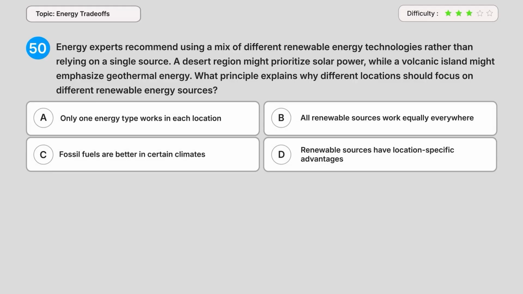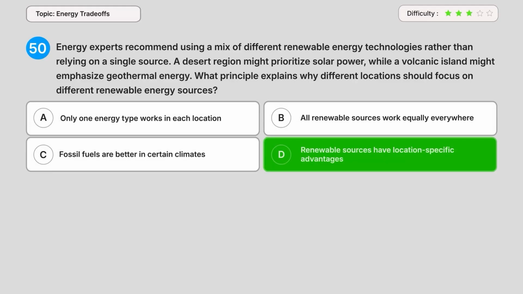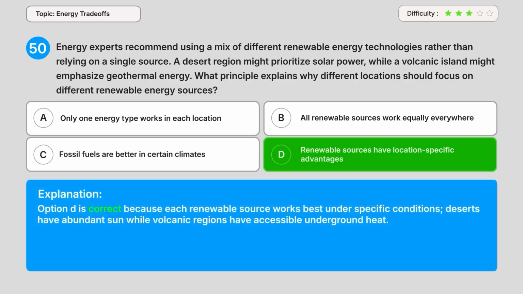Correct answer. D. Renewable sources have location-specific advantages. Explanation. Option D is correct because each renewable source works best under specific conditions. Deserts have abundant sun while volcanic regions have accessible underground heat.